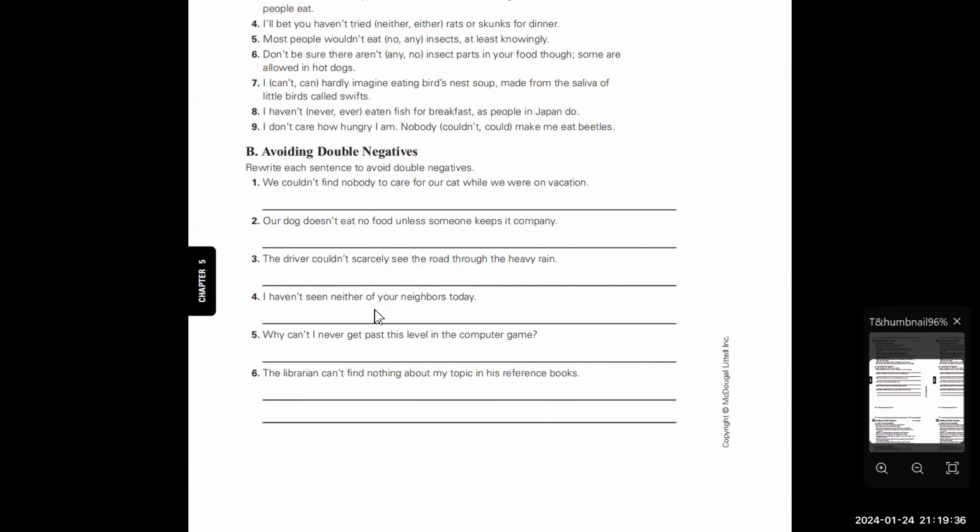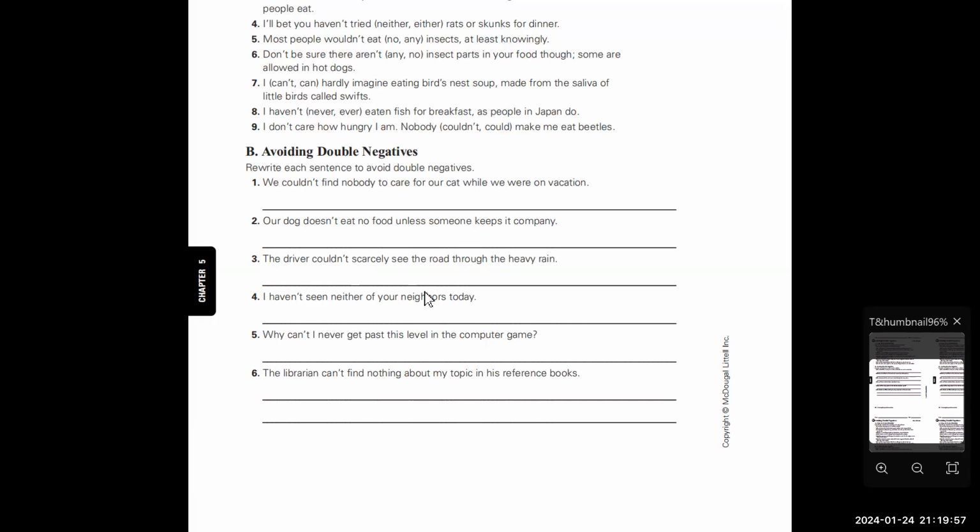Avoiding double negatives: rewrite. You have to rewrite each sentence to avoid double negatives. So, 1, 2, 3, 4, 5, 6. There's a mistake in those sentences, so try to change it, okay? No need to write. Just tell me your answer.